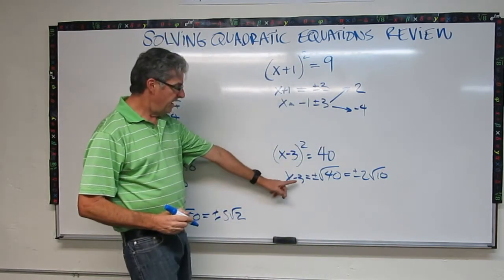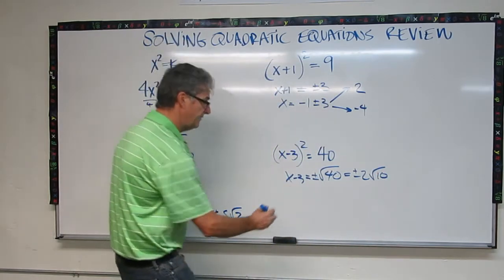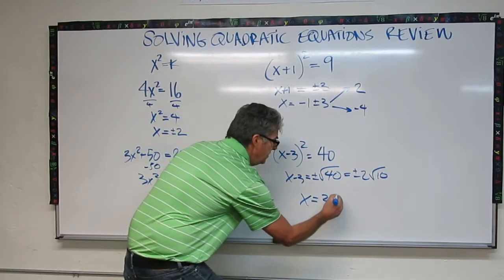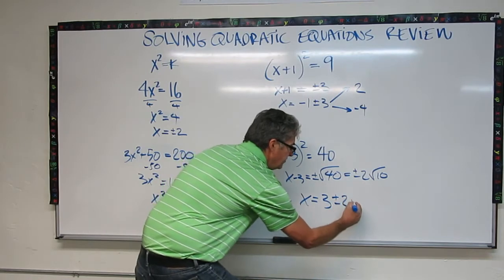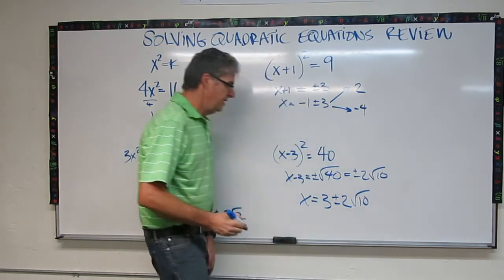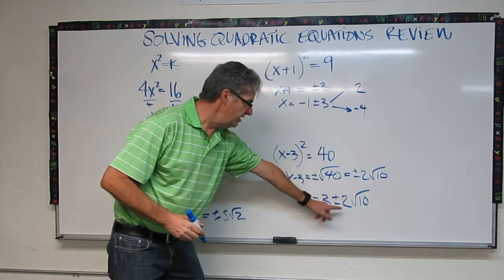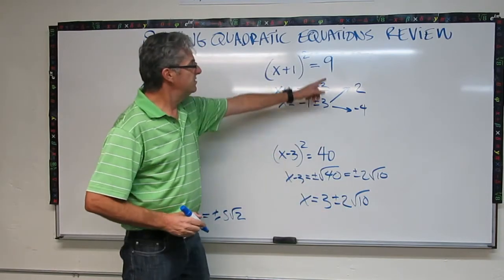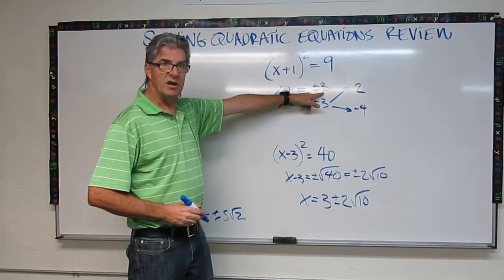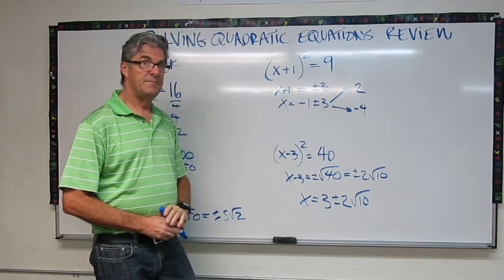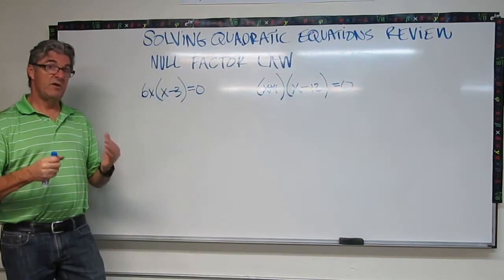But we're not done. I still have a negative 3 over here. I have to move over by adding to both sides. So now I get x equals 3 plus minus 2 root 10. And this one we can leave right here, an ugly answer. So whenever you have radicals out here, you just leave it as an ugly answer. It's only when the root becomes an integer without a radical that you then figure out what the two solutions are.